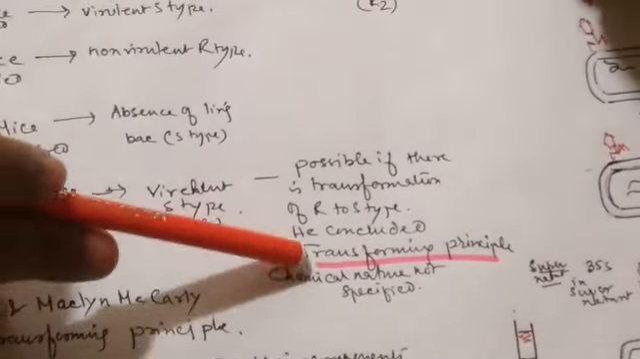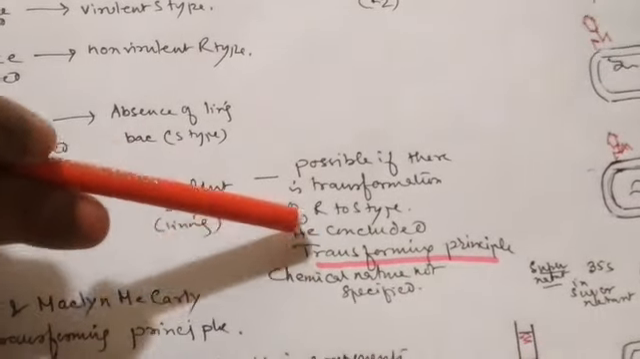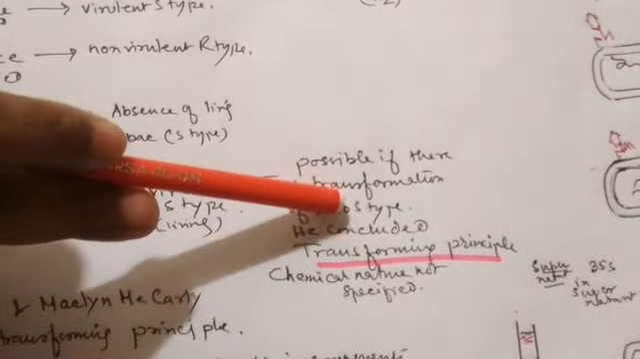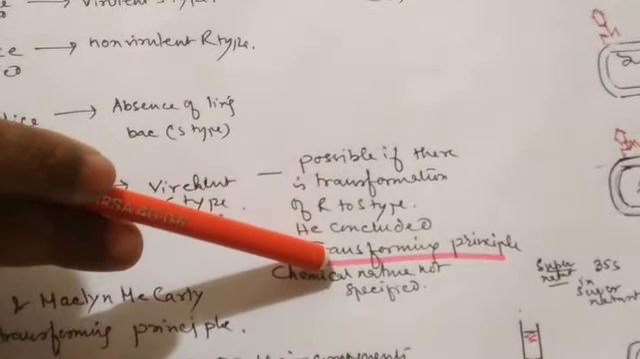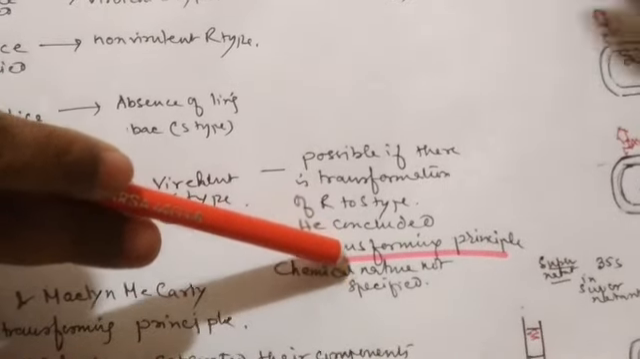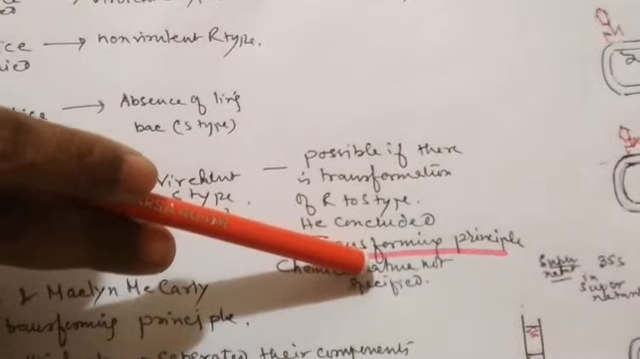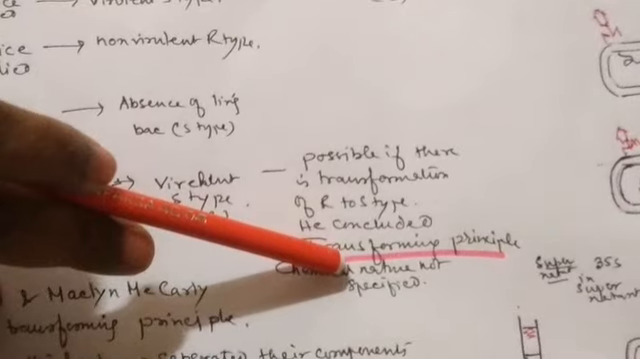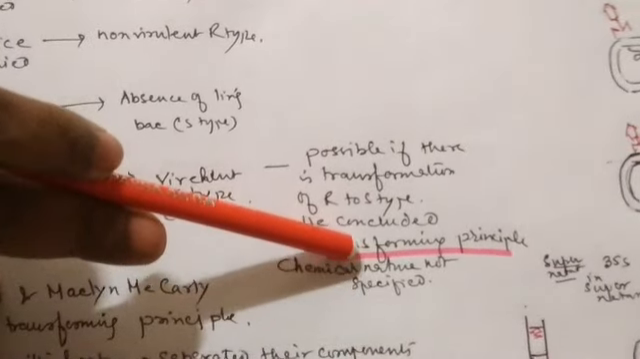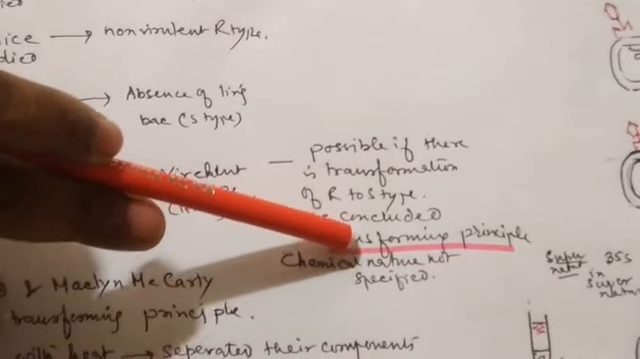So he said that it is transforming. He could not find out what it is, but he said that something is moving from the heat-killed smooth to R, transforming R to smooth, and that is why the mice are dying. He could not find out the biochemical nature of that substance. He called it the transforming principle, which changes living R to living smooth.